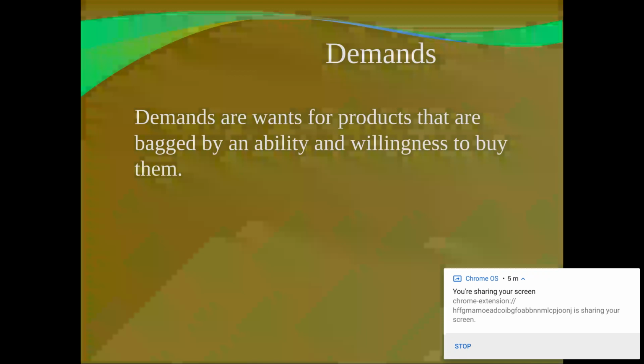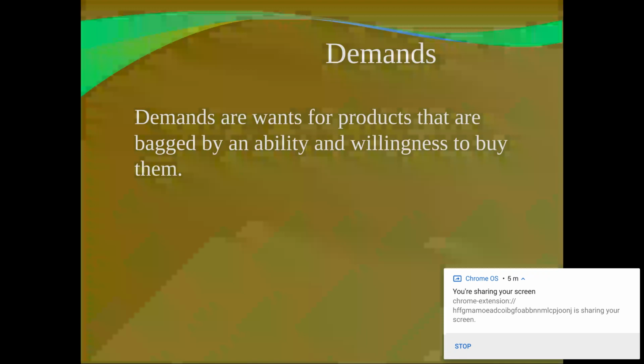If my pocket does not allow me, so for instance, I may be willing to buy a Mercedes, but if my pocket does not allow me, then it is just a mere desire. It is not a demand. But when I'm talking about demand, it must fulfill these two basic features.